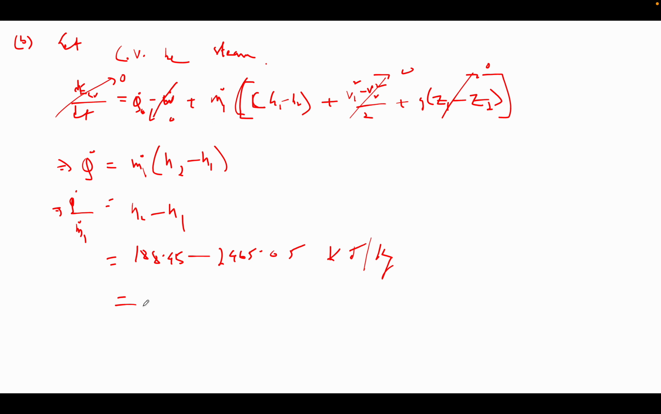So you will get 188.45 minus 2465.05, so it will be minus 2276.6 kilojoule per kg. Okay, so this is the answer.